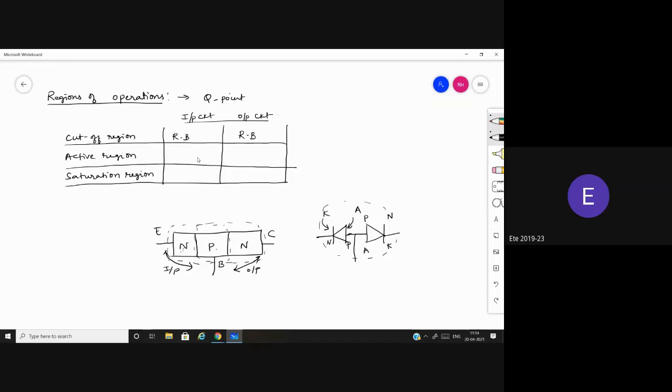Similarly, we can have a PNP transistor. So a PNP transistor we can have like this: P, N, P. If you connect like this, it is the PNP transistor. So this is how a transistor can be replaced by two diodes. You can try this in Multisim, or if you get a chance to work offline, you can try this. So two diodes can replace a single transistor.